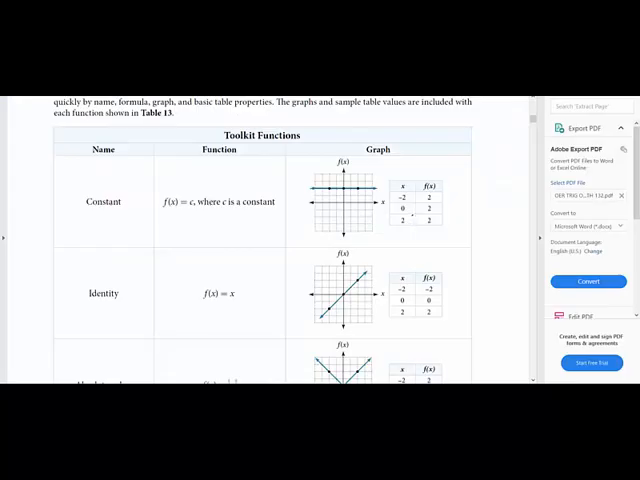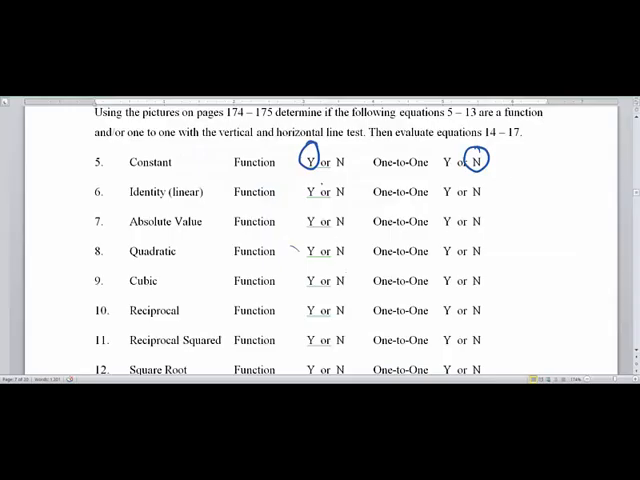Okay, let's take a look at the identity equation. Well, that not only passes the vertical line test, it passes the horizontal line test, which means we can take an inverse of that very easily by flipping the x and y, which we will do later. So yes, it passes in both situations. It's not only a function, but it's also one-to-one.